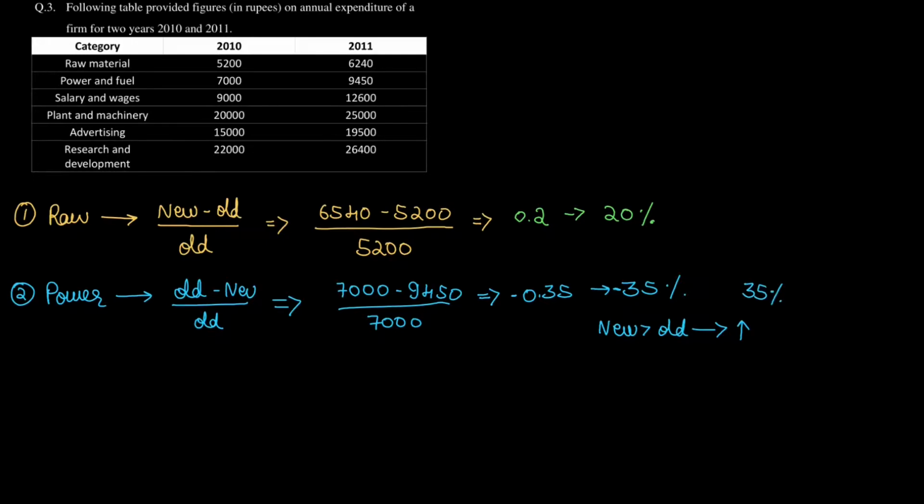No need to mention minus or positive. We can always write increase or decrease because that's more convenient. Similarly, you can calculate for all other terms. I will not calculate them because it will simply make this video longer, and you know the steps for those. I will directly write the values for these.